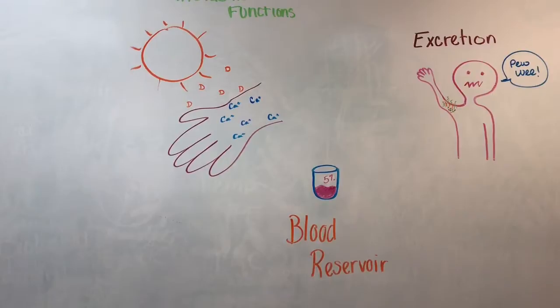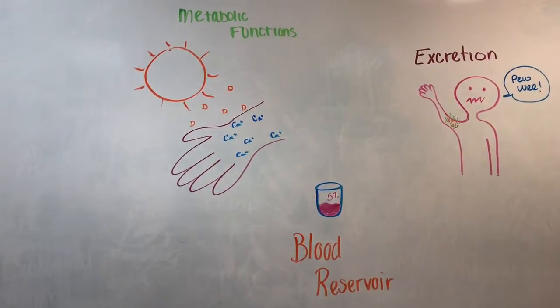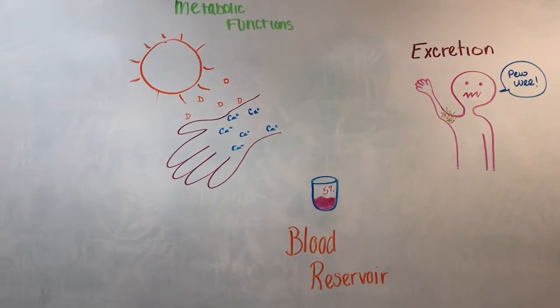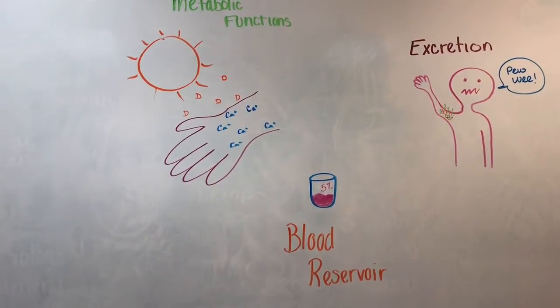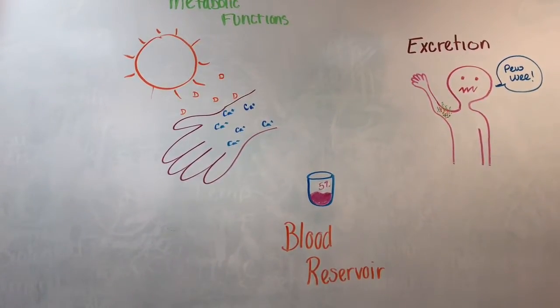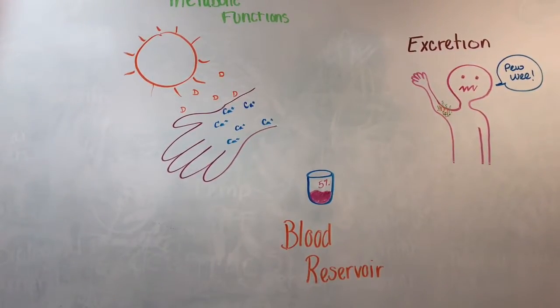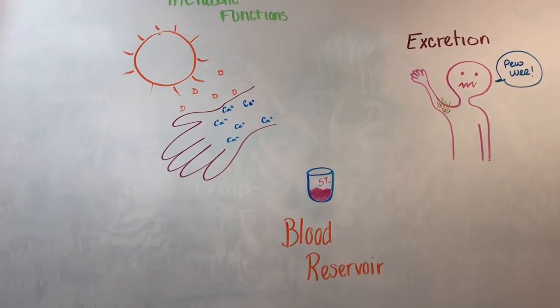Your skin also has metabolic functions. Your skin absorbs vitamin D from the sun, which in turn helps your skin absorb more calcium. Your skin also acts as a blood reservoir. It contains 5% of the total amount of blood in your body. Excretion is also a duty of the skin. It excretes chemicals like urea and ammonia, which produce a foul odor.